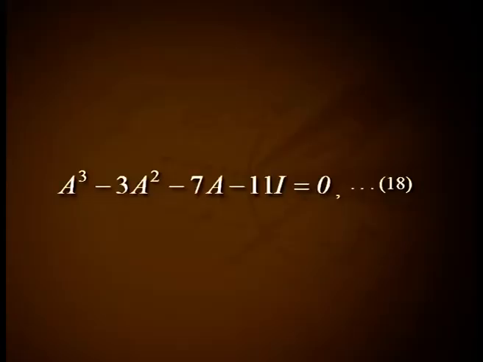Using the above values, it can be seen that A cube minus 3A square minus 7A minus 11I equal to 0, equation 18, showing that A satisfies its characteristic equation, that is Cayley-Hamilton theorem is verified.